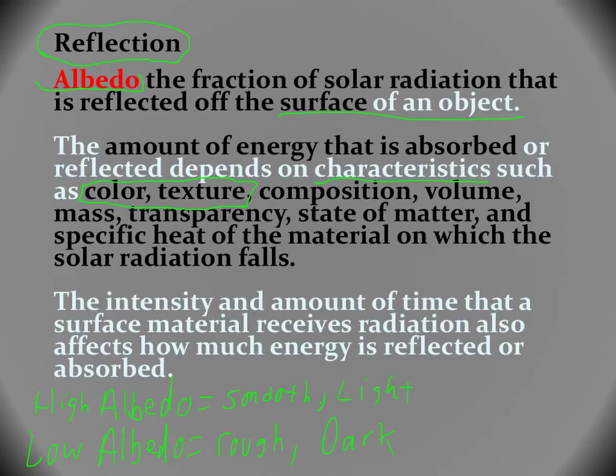In the lab, we're going to be shining a light on two containers. One is lighter in color and smooth. The other one is really dark in color and not as smooth. And we're going to see which one will heat up more and which one will cool down more. And so this will take a look at the intensity and amount of time it takes for the material to receive radiation. And it looks at how much energy is reflected, how much is absorbed.